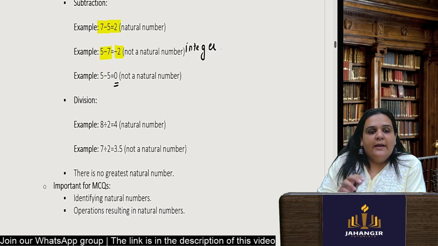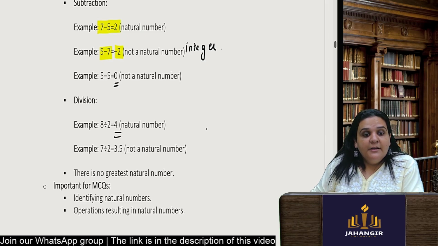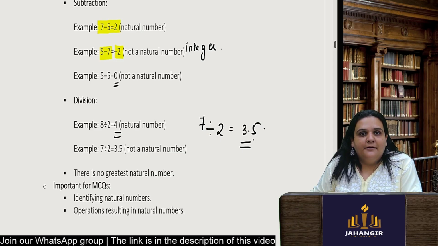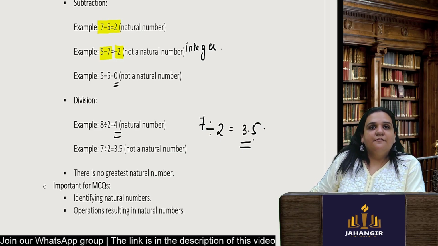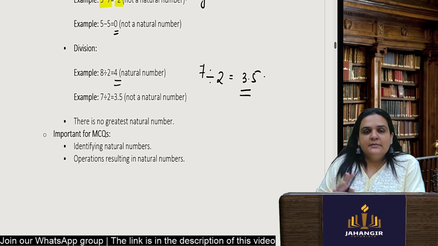If I am dividing 8 by 2, I get 4. 4 is a natural number. But if I divide 7 by 2, I am going to get 3.5. 3.5 is not a natural number, it is a rational number. It can be denoted as a fraction. So in case of natural numbers, I can say there is no greatest natural number.